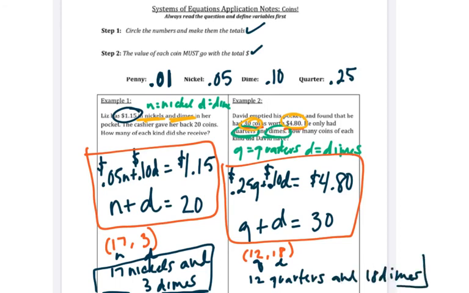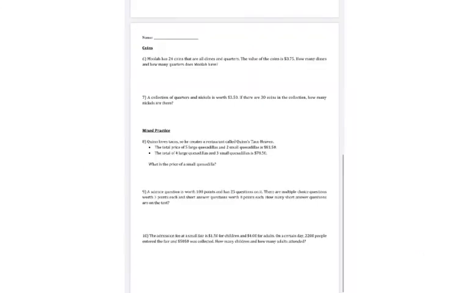So sometimes they're only going to ask you to set it up. They'll say, hey, here's an example, set up the two equations. But other times they want to know the answer. How many of each coin does he have? He has 12 quarters and 18 dimes. So easy. Okay, go ahead and try these two, number 6 and number 7. And then we have some mixed practice with one of each type. One from yesterday, and then 2 from today.